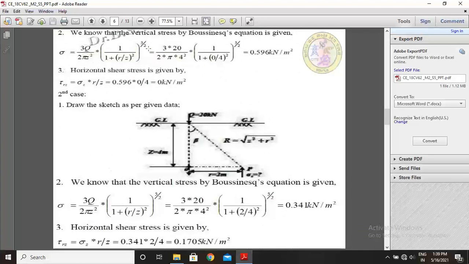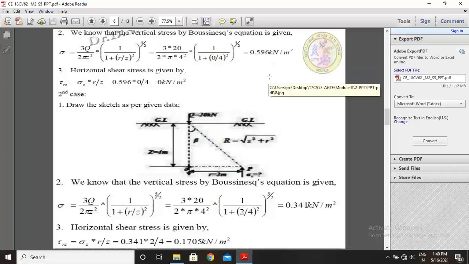Step 2. We know that the vertical stress by Boussinesq's equation is given by sigma Z equal to 3q by 2 pi Z square into 1 by 1 plus R by Z square whole to the power of 5 by 2. So in this equation you substitute the value: 3 into q is 20 divided by 2 into pi into Z is 4 square into 1 by 1 plus R is 0 meter, 0 divided by Z is 4 square whole to the power of 5 by 2. So answer is 0.596 kilonewton per meter square.